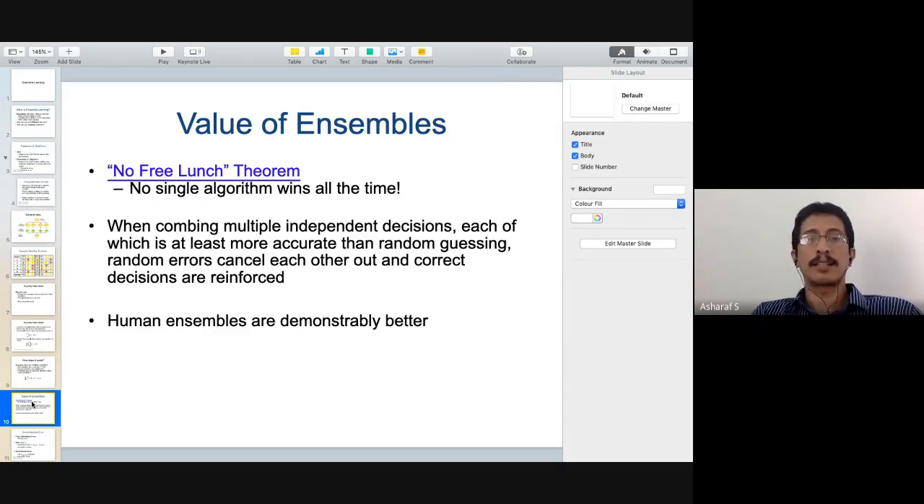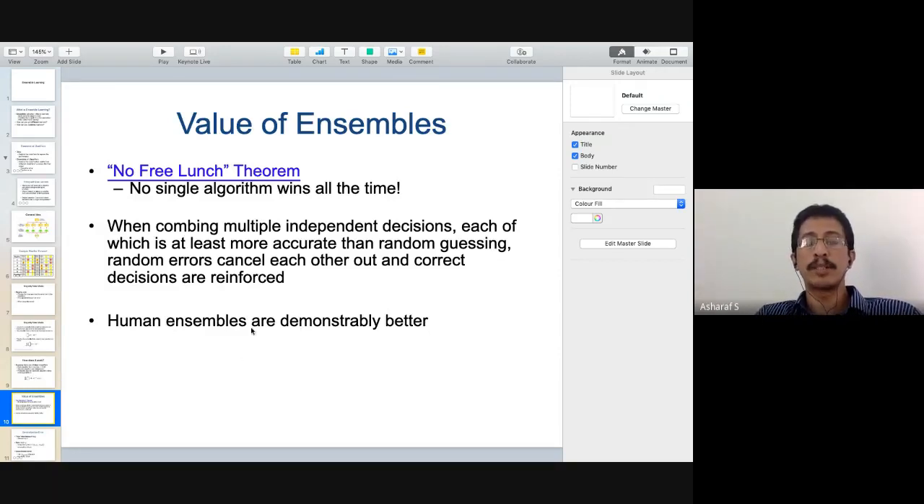So you can't say that deep learning classifiers are better than an SVM, or SVM is better than a Bayes classifier or whatever. There is no single algorithm that wins all the time. When combining multiple independent decisions, each of which is at least more accurate than random guessing, errors can come down.